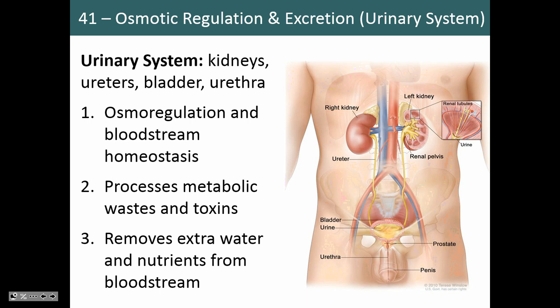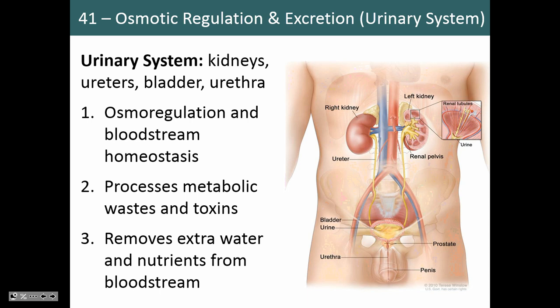Our next system is the urinary system. And the urinary system is really responsible for osmotic regulation, so maintaining water balance homeostasis, and for excretion, getting rid of waste materials. Okay. In mammals, the urinary system includes kidneys, the ureters, the tubes that connect the kidneys to the bladder, and the urethra, which dumps waste fluid to the outside.